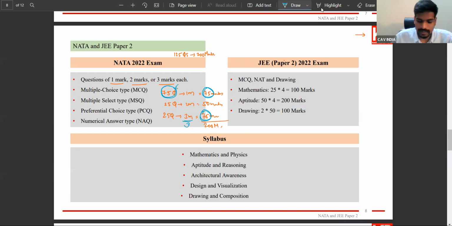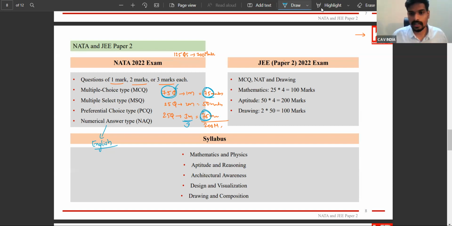You have to do well in the English part also, because how is the NATA exam different from JEE? In NATA, you also have English. There is no English involved in the JEE exam, but English is tested in the NATA exam. There are a lot of questions on the English comprehension part. You have to do well in that to get a good score in the examination. So that's about the distribution of the marks.